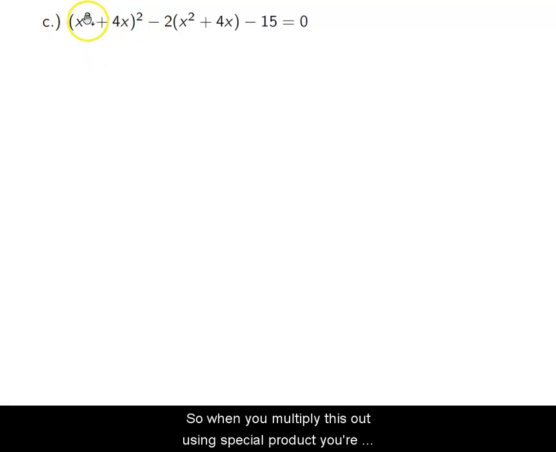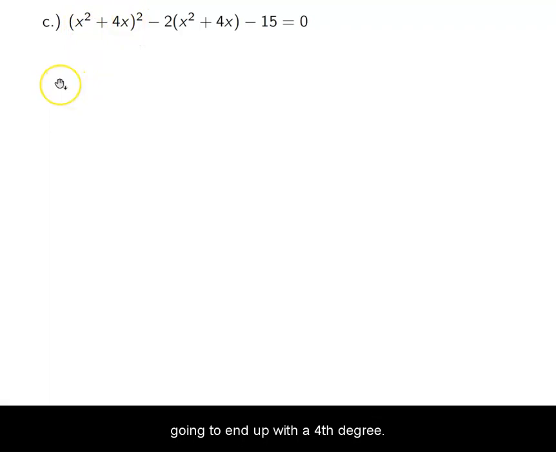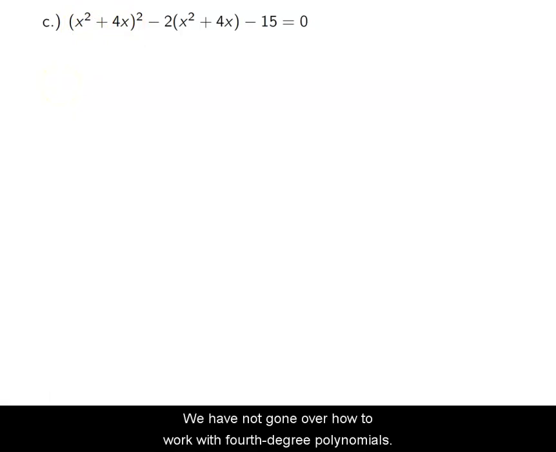So when you multiply this out using the special product, you're going to end up with a 4th degree polynomial, okay? We have not gone over how to work with 4th degree polynomials. A 4th degree polynomial doesn't have only 4 terms. This one would have only 4 terms, but I believe factoring by grouping still doesn't work for this case.